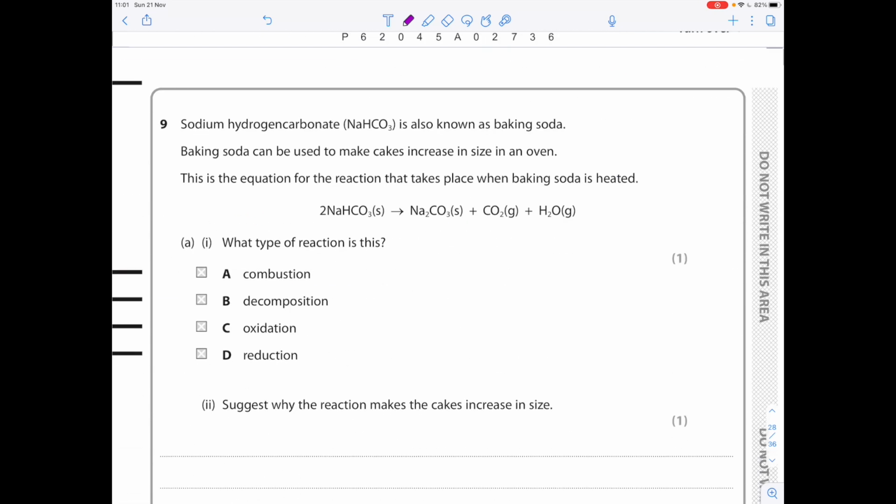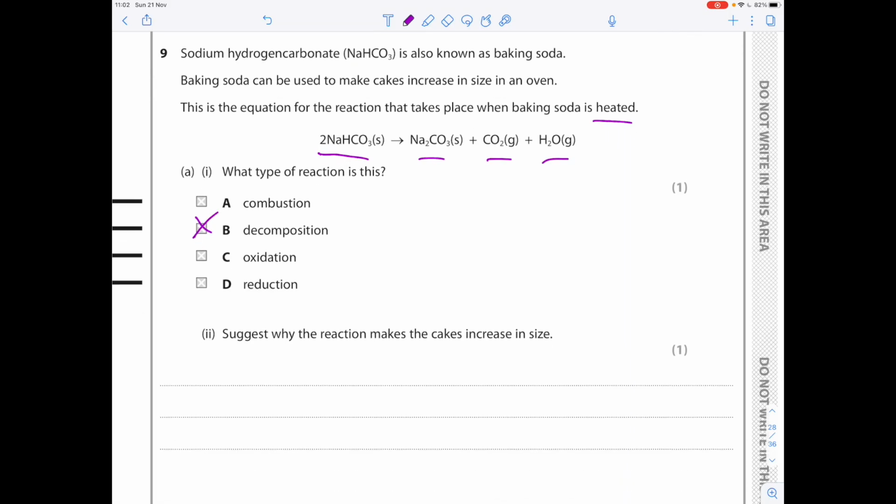Sodium hydrogen carbonate is also known as baking soda. Baking soda can be used to make cakes increase in size in an oven. This is the equation for the reaction that takes place when baking soda is heated. What type of reaction is this? So that's breaking down into its different components, which means it's thermal decomposition, particularly because we know it's been heated. Heated, thermal, breaking down, decomposition.